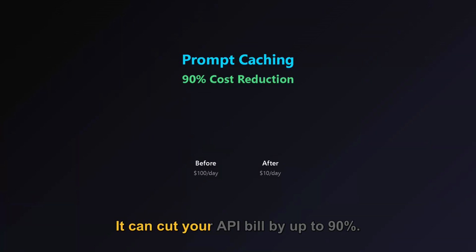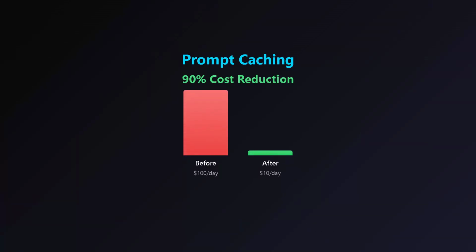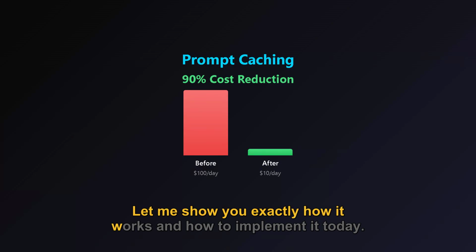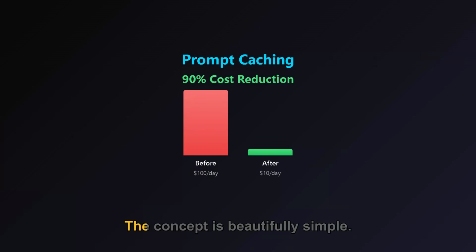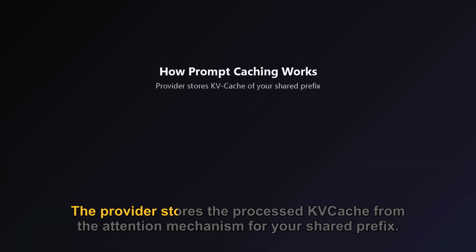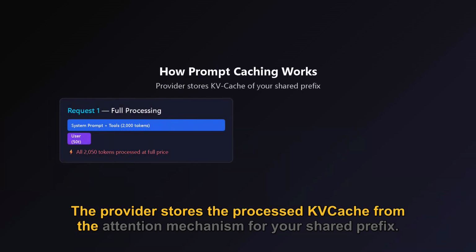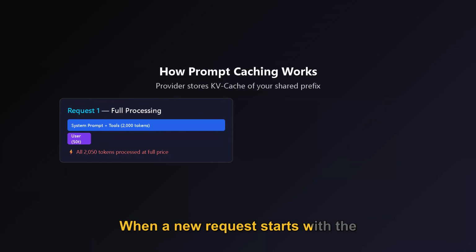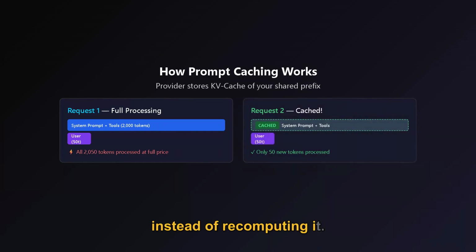It can cut your API bill by up to 90%. Let me show you exactly how it works and how to implement it today. The concept is beautifully simple. The provider stores the processed KV cache from the attention mechanism for your shared prefix. When a new request starts with the same prefix, it loads the cached state instead of recomputing it.